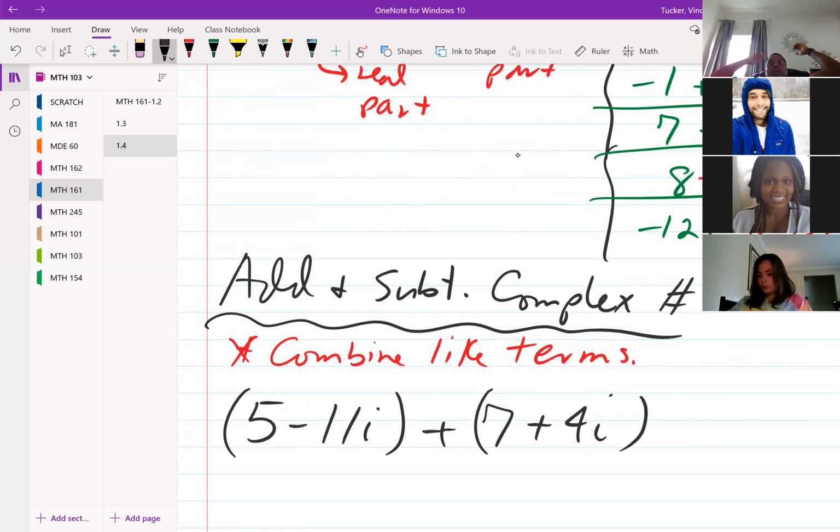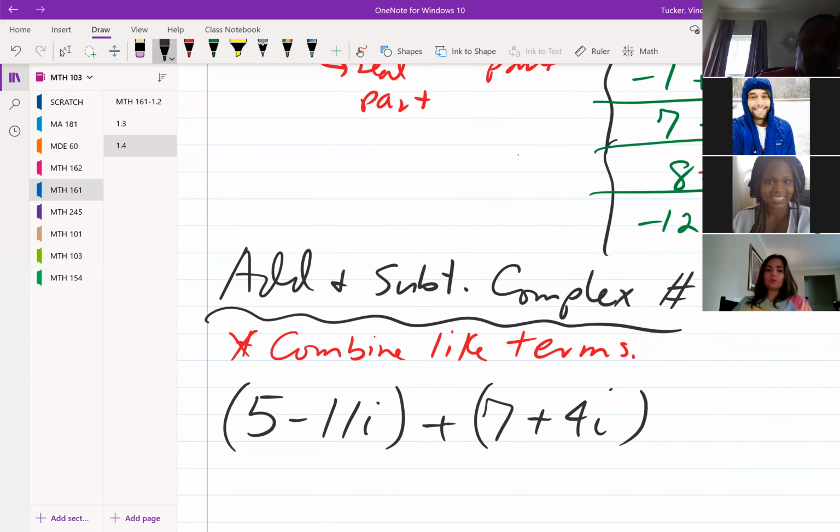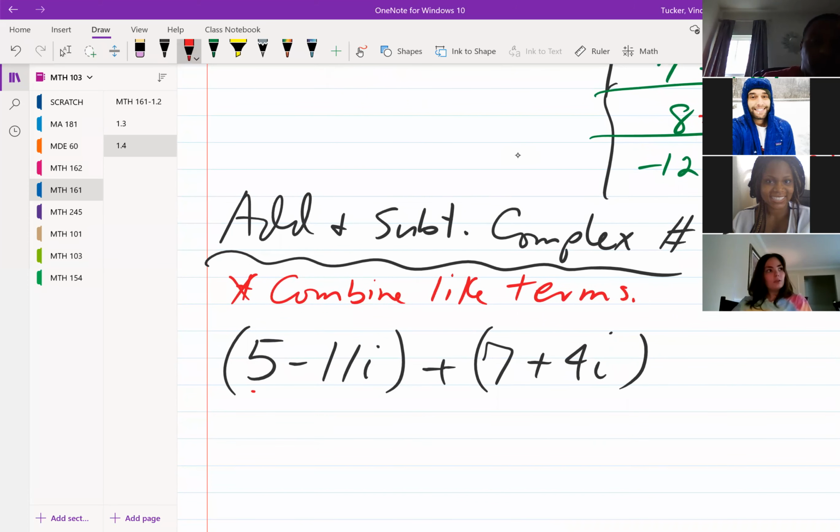All right, so when we are adding or subtracting complex numbers, all we would be doing is combining like terms. So 5 plus 7 is 12. And then negative 11i plus 4i is negative 7i.